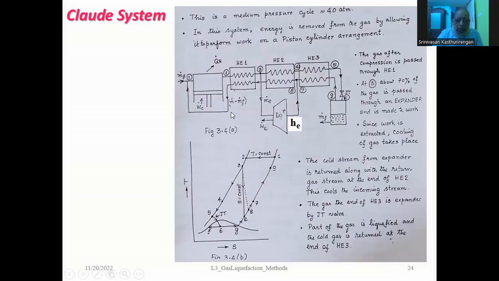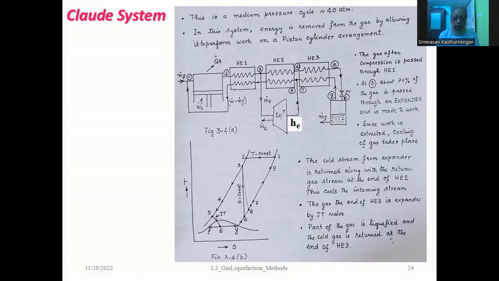Now you remember, suppose you don't have this expander, then the whole thing is equivalent to a simple Linde-Hampson system, but for the fact that the heat exchanger is now split into three parts: HE1, HE2, and HE3. Other than that, you have the gas compressor. HE1, HE2, HE3 combined together will form the total heat exchanger of the simple Linde-Hampson system. And then you have a Joule-Thomson valve, then a liquid reservoir where the liquid is collected. And then the return gas comes back to cool the incoming gas and then returns to the compressor.